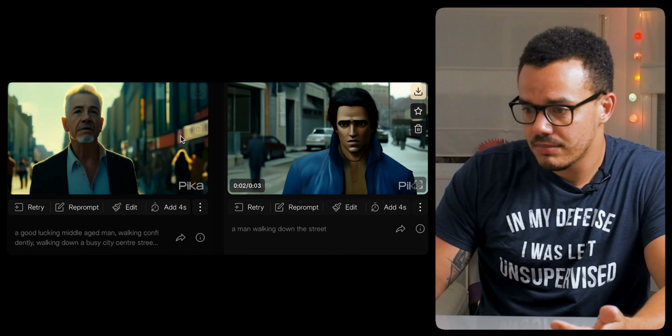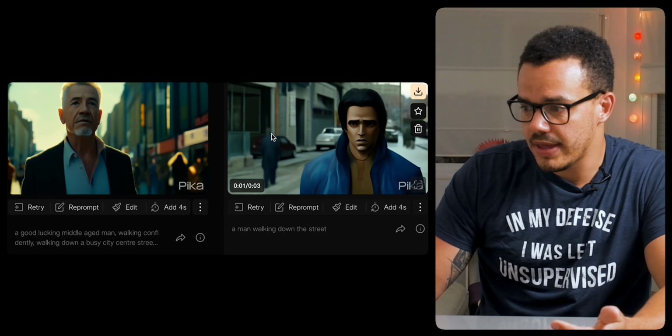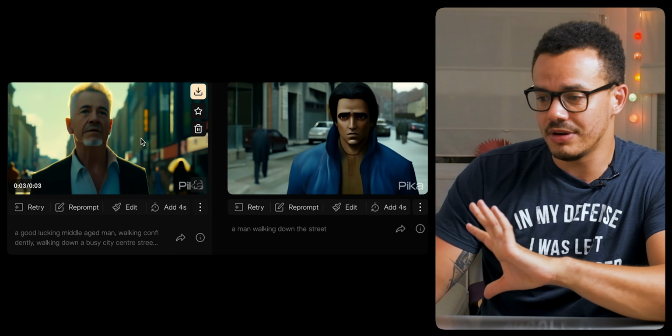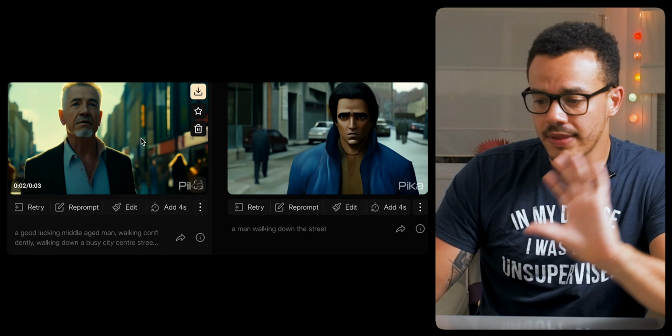So if we compare that to this, look at the difference. There you go. There is head and shoulders, chalk and cheese, no comparison. That is a better shot following that simple structure.